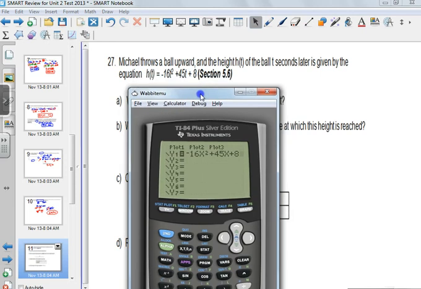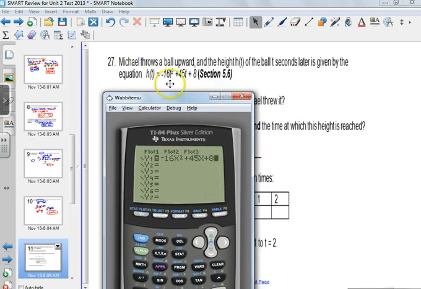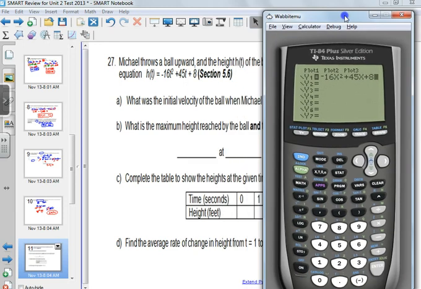Now the first question says, what's the initial velocity? You can actually just read the problem, or read the equation, and realize that the number that's with just the t is my initial velocity, so the 45 is the answer to that question. So, part A, 45 feet per second.